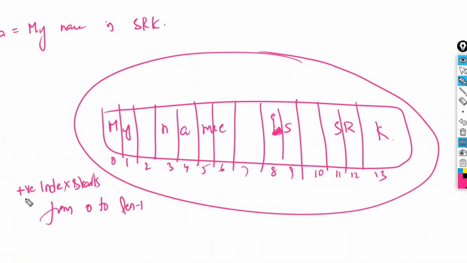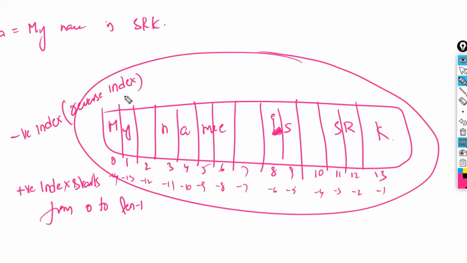Similarly, in Python, negative indexing is also possible. That is minus 1, minus 2, minus 3, minus 4, minus 5, minus 6, minus 7, minus 8, minus 9, minus 10, minus 11, minus 12, minus 13, minus 14. So negative indexing is also called reverse indexing. In reverse order, it starts from minus 1 to minus length. One is positive indexing in the positive direction, the other is negative indexing in the negative direction. Okay. Is that clear?